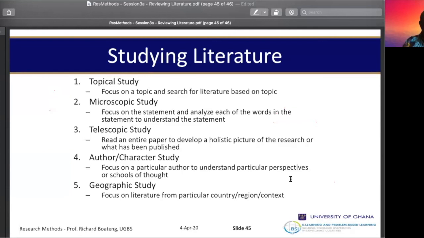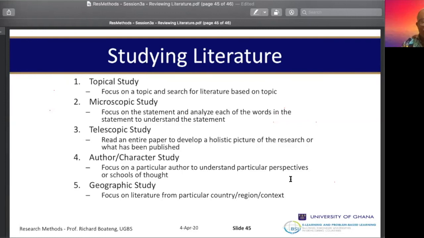Then we also have a topical study, when you focus on a particular topic and search for literature based on the topic, like what we did last week. Now, usually when you finish downloading all these papers and start writing, there comes a time that you have to write, say, a definition of corruption. To look at the definition of corruption, you have to look at the different aspects of corruption. We usually call that a microscopic study, where you focus on the statement and analyze each of the words in the statement to understand it.